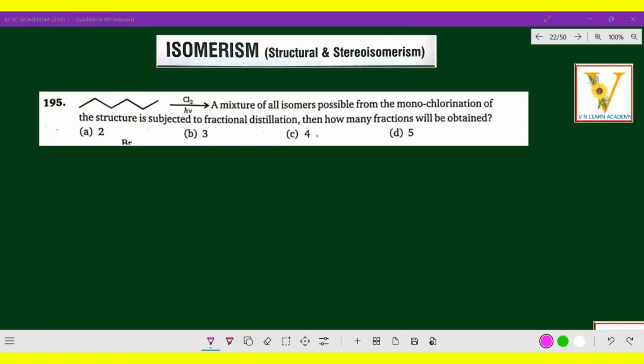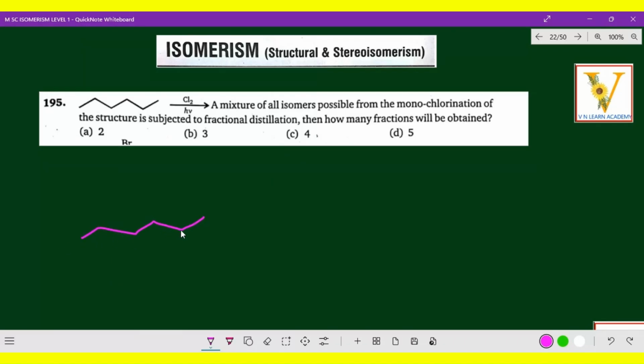The next question here: 1, 2, 3, 4, 5, 6 hexane. While heating with Cl2 along with light, you will get a mixture of all isomers possible from the monochlorination of the structure. If this is subjected to fractional distillation, how many fractions will be obtained? Here they are mentioning all isomers. Now let us check here.